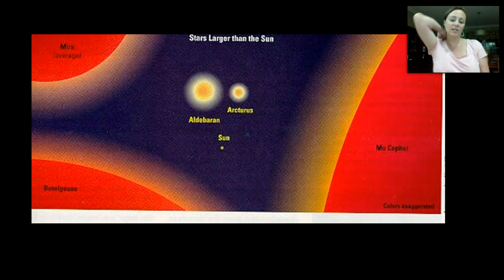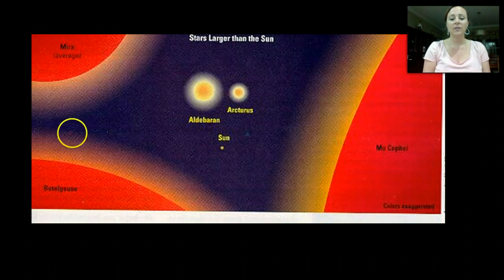Now, this is an interesting chart. It compares the sun with some of the larger stars around it, some of the stars that we see on the reference table chart, and a couple of others just for comparison. Now, if you look in the center of the screen, we have the sun here, a medium-sized average star. If you look at Aldebaran, which is a little larger than us, and Arcturus is a little bit smaller, in between our star and Aldebaran. But then you've got to look at these red giants over here.